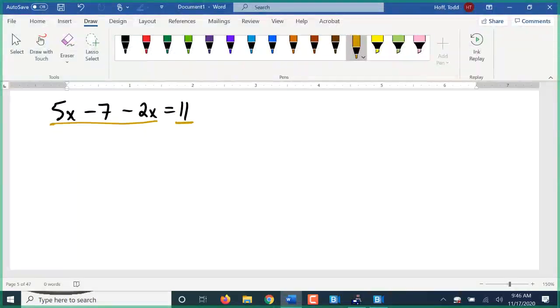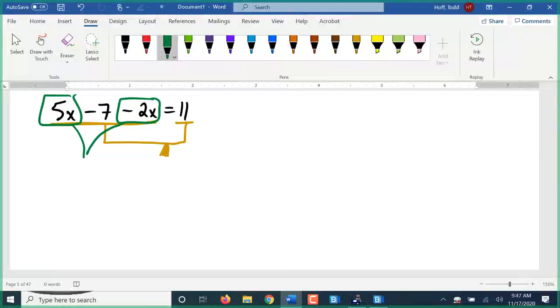Well, if we continue with this idea of a balanced scale, where we balance around the equal sign, the 5x and the negative 2x are on the same side of that scale. So that means I can push them together and make one big pile of x's, and it doesn't affect the way the scale balances. 5x plus negative 2x, 5 and a negative 2 makes a positive 3x. And we have the negative 7 is still there, equals 11 on the other side.